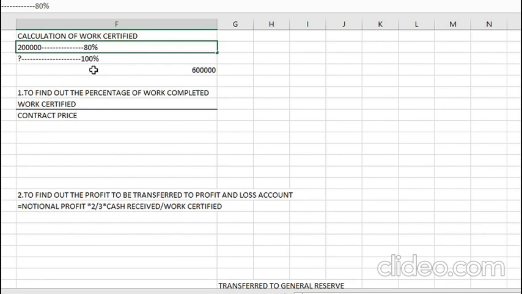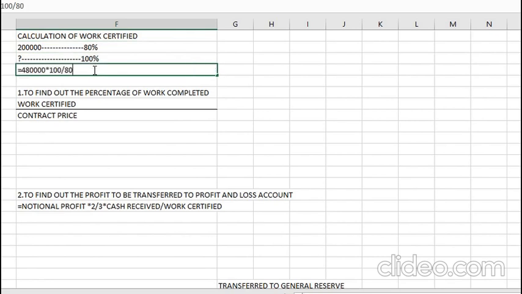So 2 lakh is for 80%; for 100% we need to find out. So we will cross multiply: 2 lakh into 100 divided by 80, which will give you 2 lakh 50,000. So 2 lakh 50,000 is your work certified.